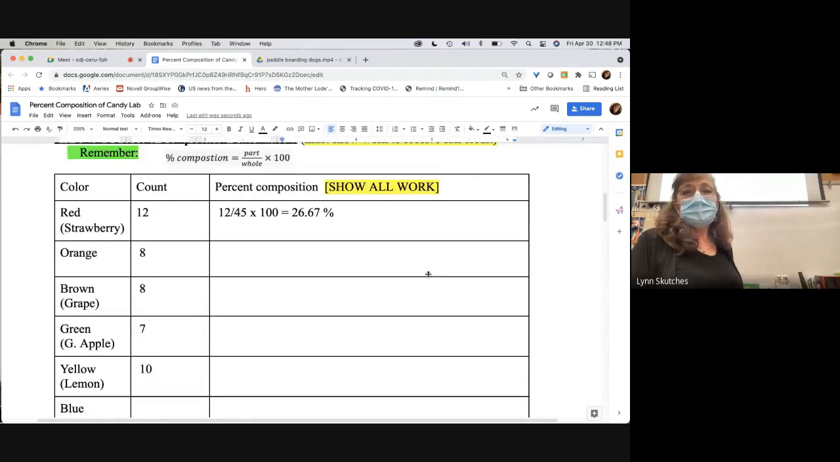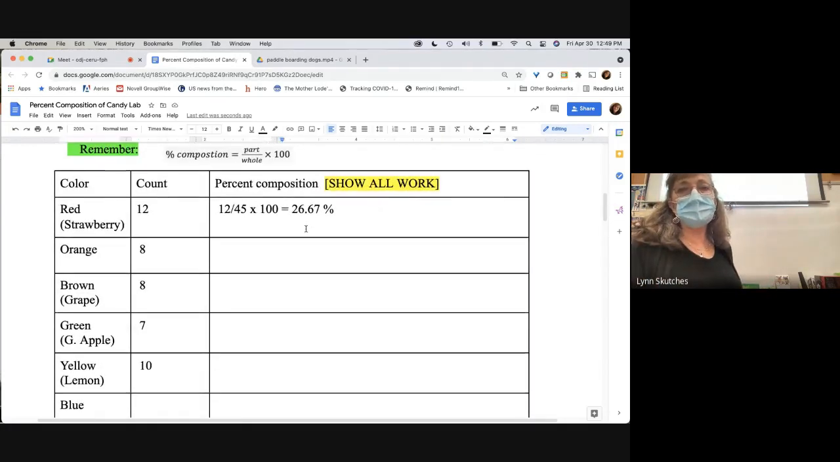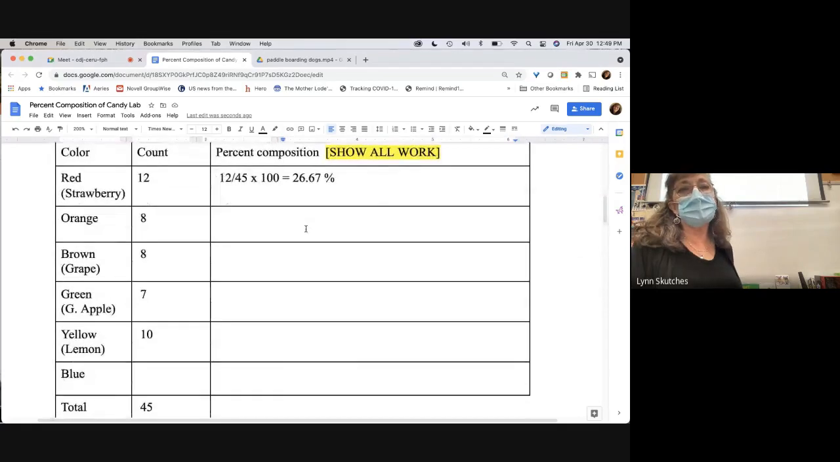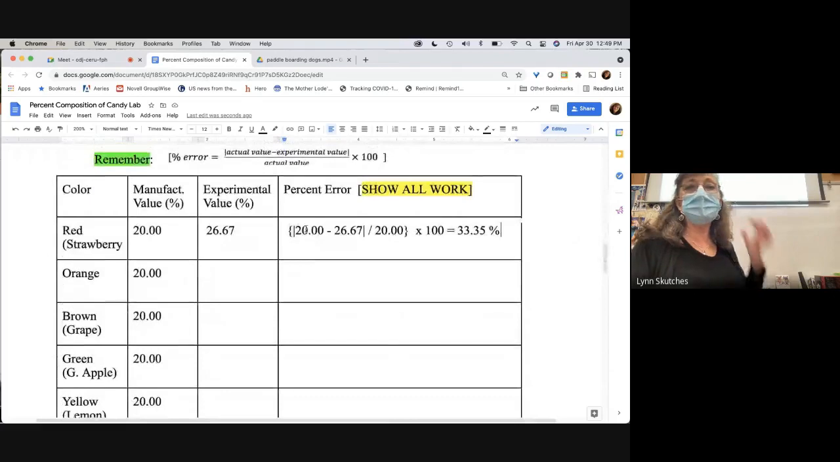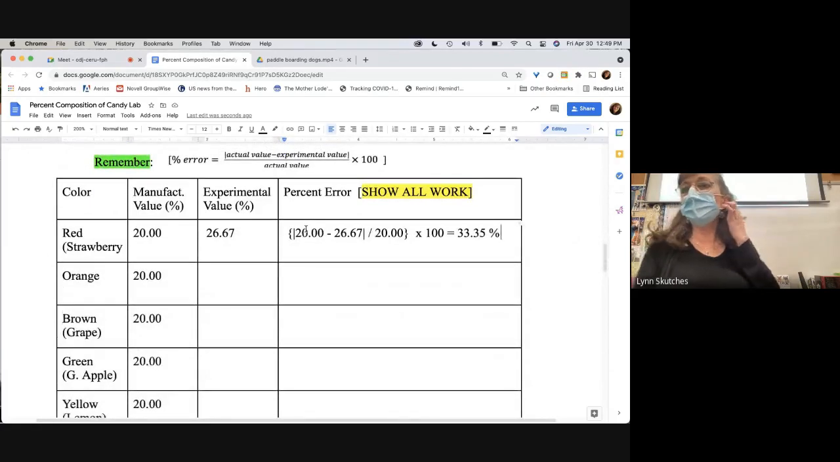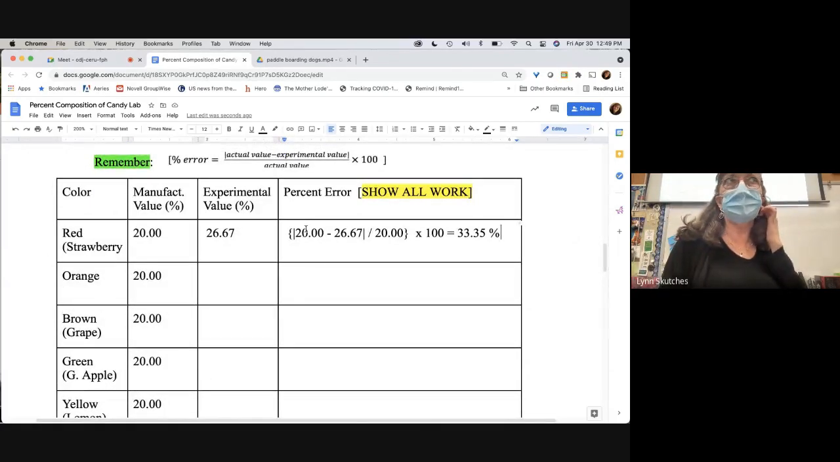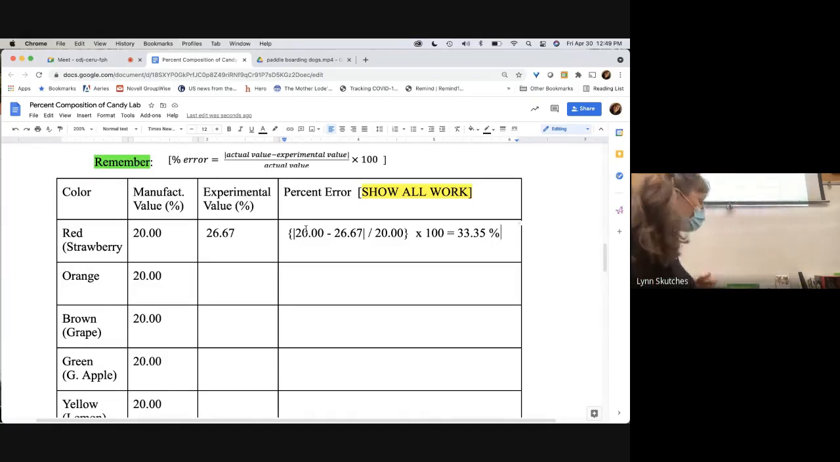So do set it up. Show me your setup. You don't have to do long division or multiplication, but show it set up, just like I typed mine on here. And then percent error is a tricky one. Normally we want to know how good we're doing, not how bad we're doing. Scientists are, I don't know, negative, I guess.